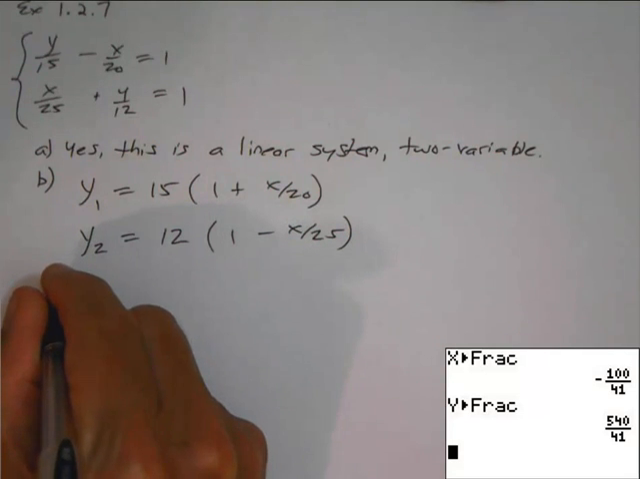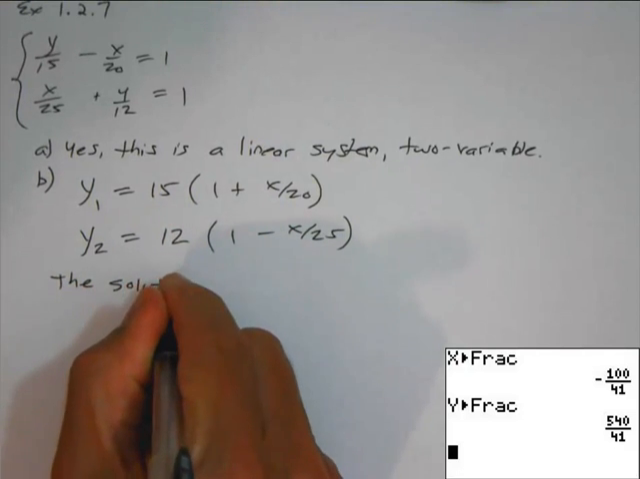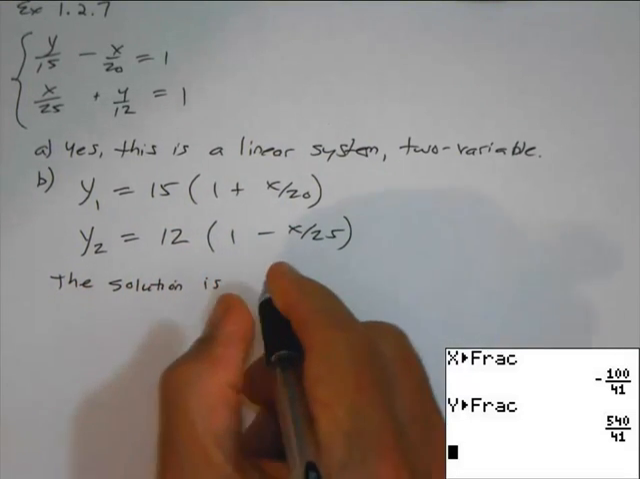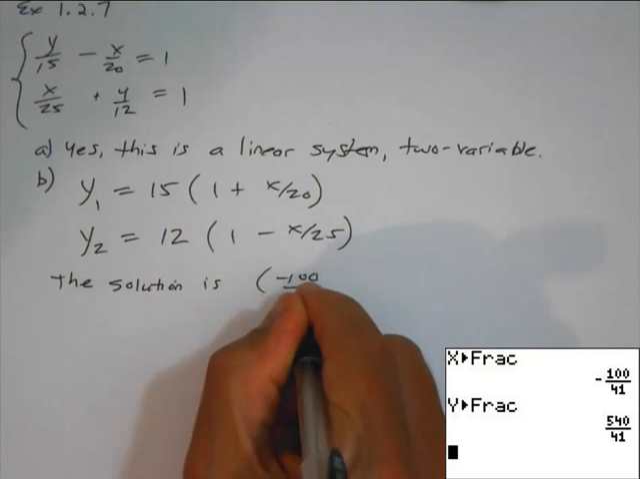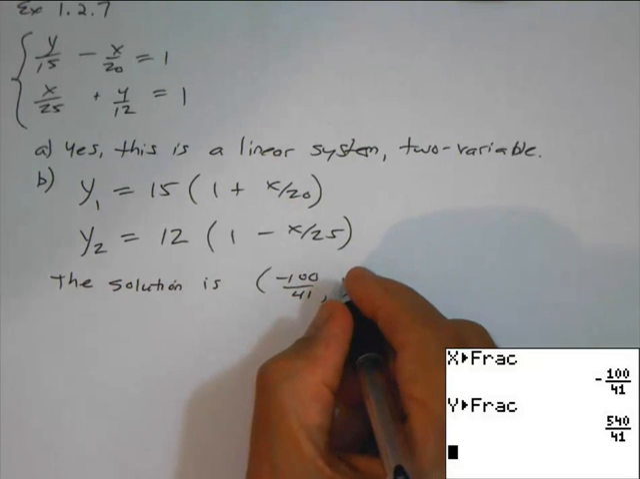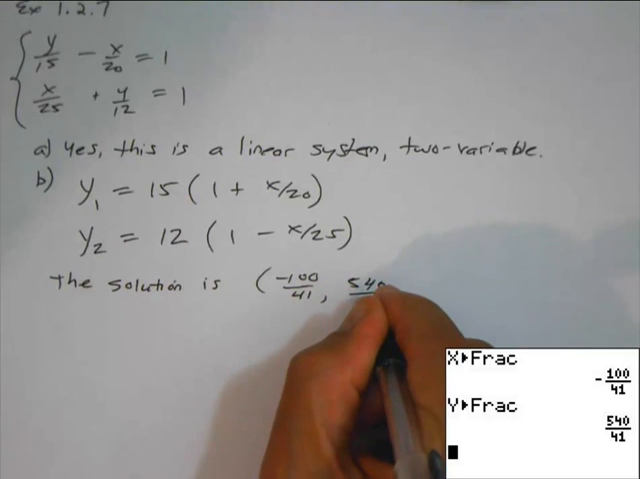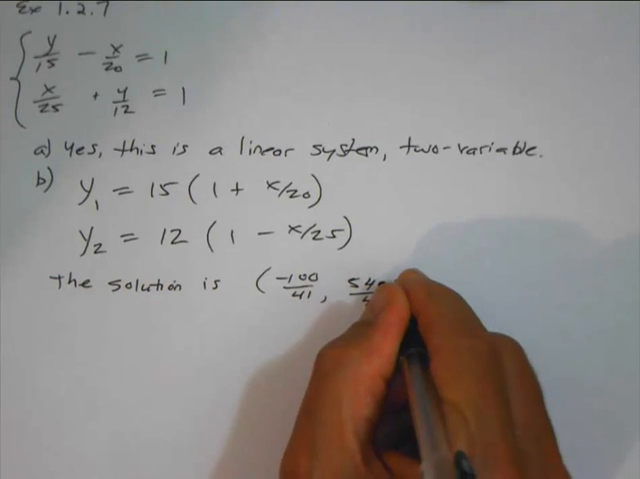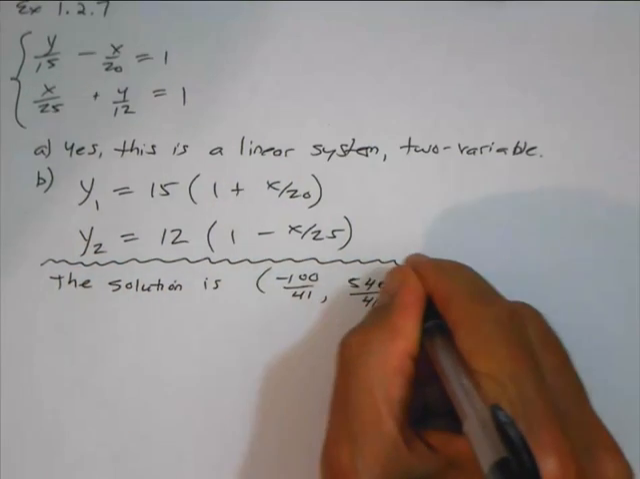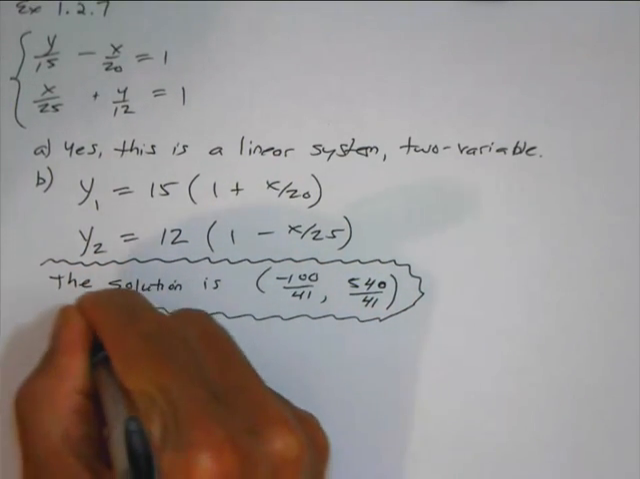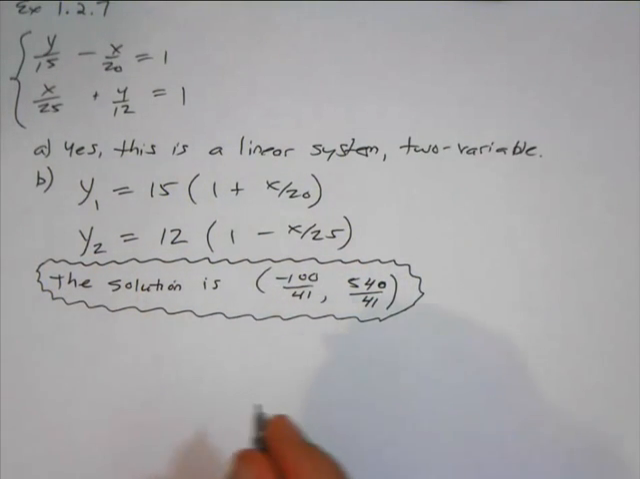We're able to write the solution is negative 100 over 41, 540 over 41. Okay, this is conclusive. I like it to be prominent. And it could be wrong though, right?